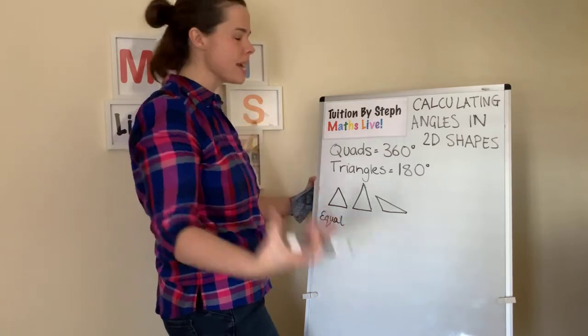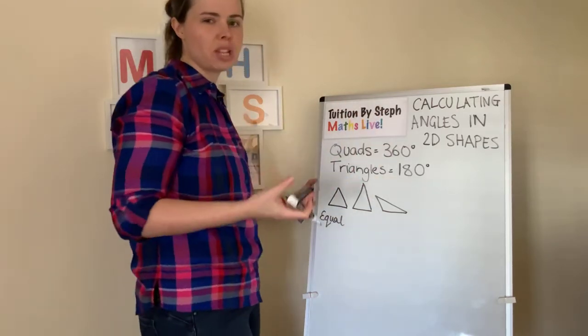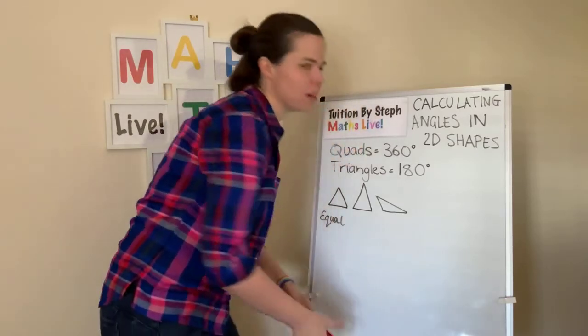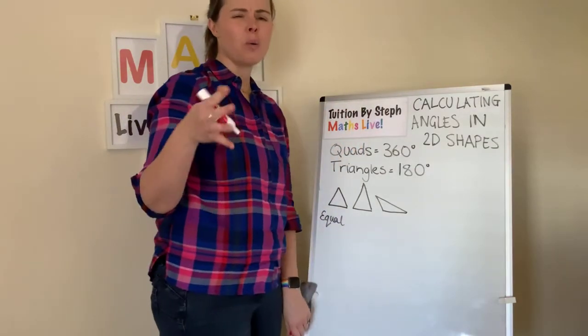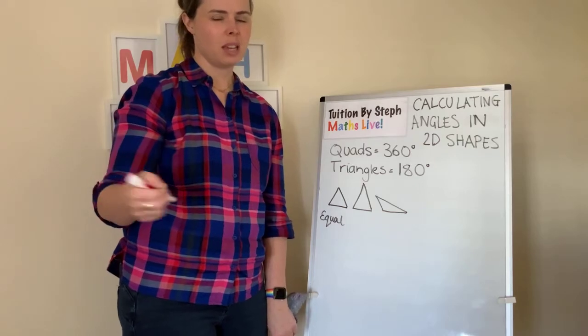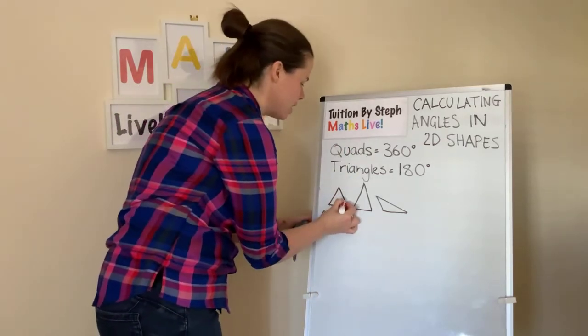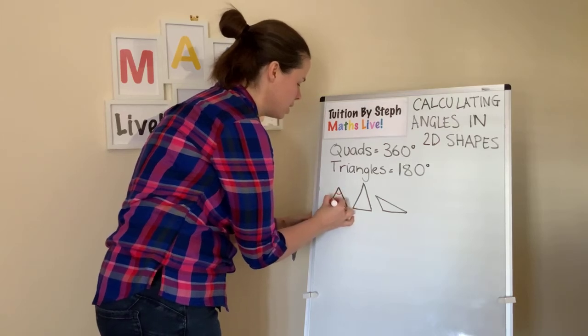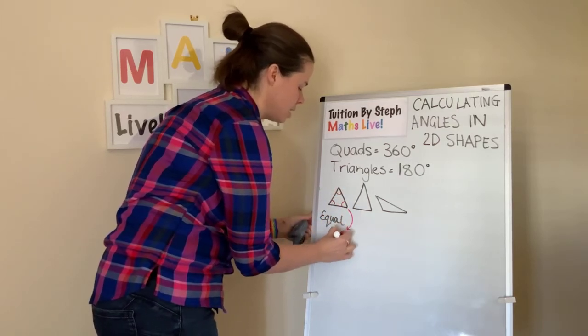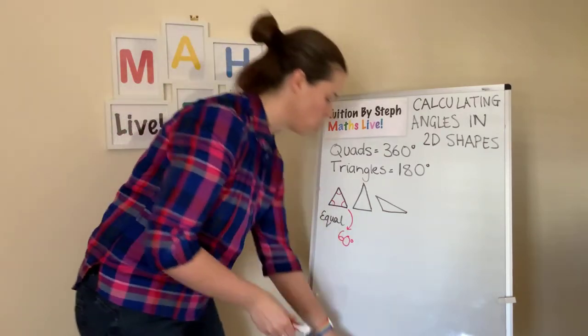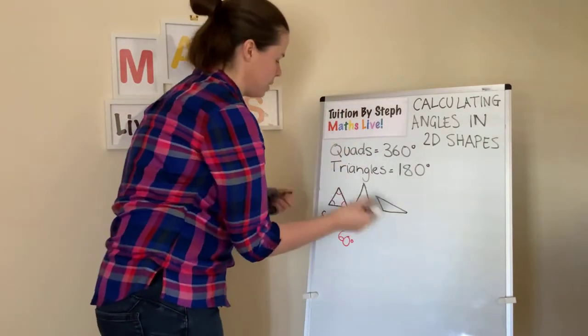So 3 times what is 180? What is each one going to be? What do you times by 3 to make 180? Well, what do you times by 3 to make 18? 3, 6, 9, 12, 15, 18. So each of these is 60. Okay? Because all the sides are the same length.